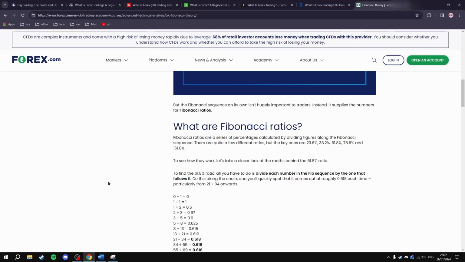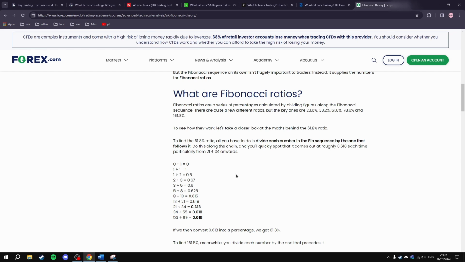To see how they work, let's take a closer look at the maths behind the 61.8% ratio. To find the 61.8% ratio, all you have to do is divide each number in the Fib sequence by the one that follows it. Do this along the chain and you'll quickly spot that it comes out roughly 0.618 each time, particularly from 21 divided by 34 onwards.